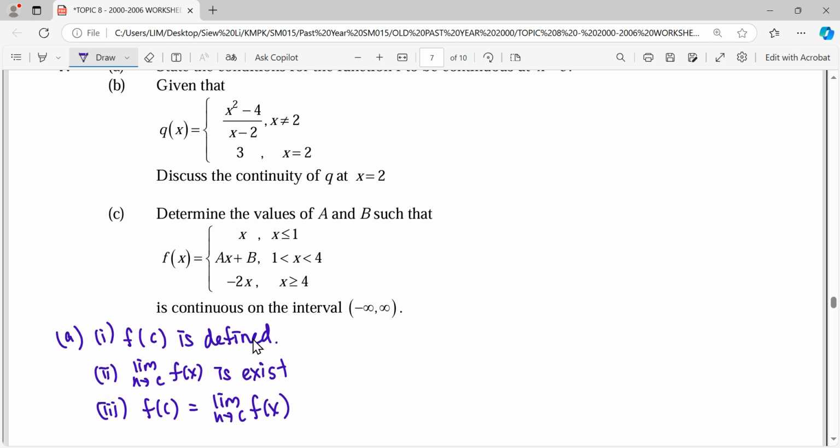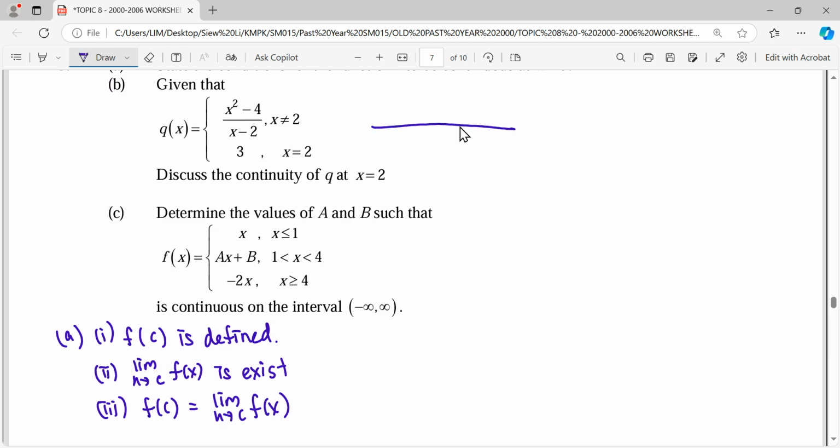Then we look at question B. We have a piecewise function here. It says when x equals 2, the value is 3. When x is not equal to 2, meaning left and right, the function will be (x squared minus 4) over (x minus 2). So discuss the continuity at this x equals 2.